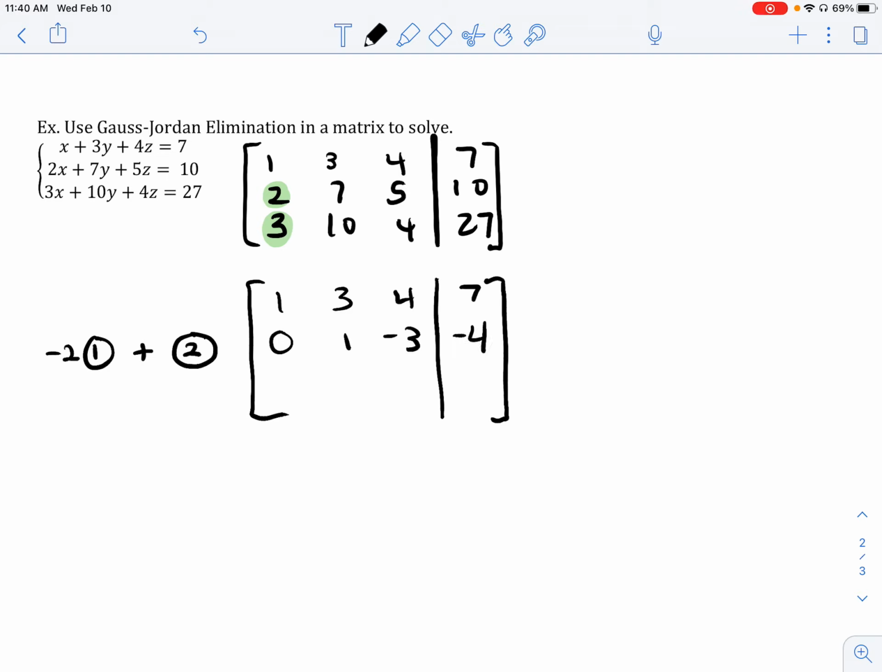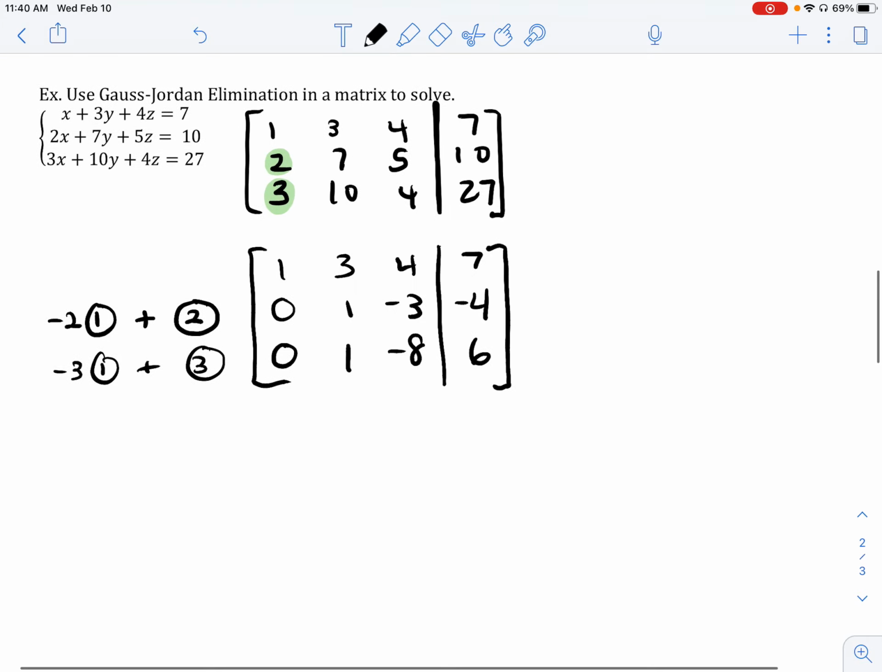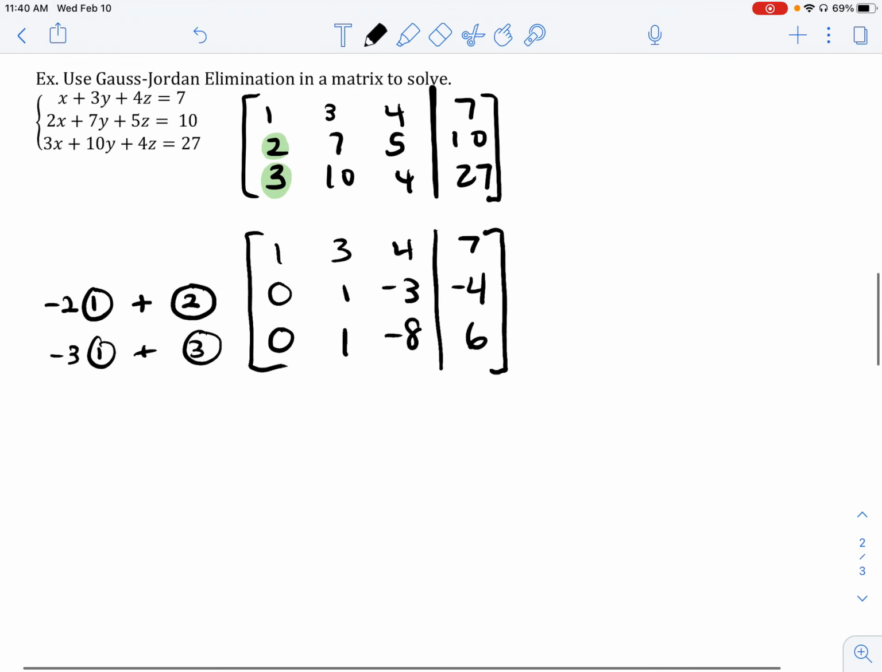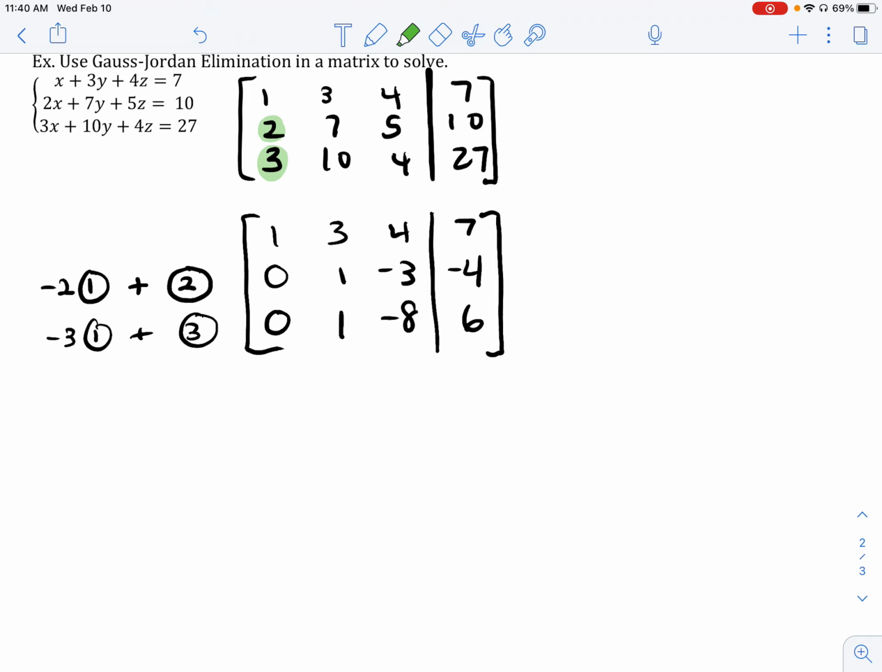Next, I want to use row 1 again, this time multiplying it by -3, so that when I add it to row 3, I can eliminate that +3 term. So that should give me 0, 1, I believe that's -8, and then 6. So again, remember, I'm writing the row operation and I'm writing the result of that row operation right next to it. So I've just gotten rid of the 2 and 3. I've eliminated it.